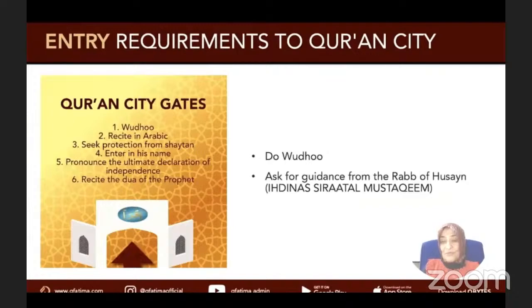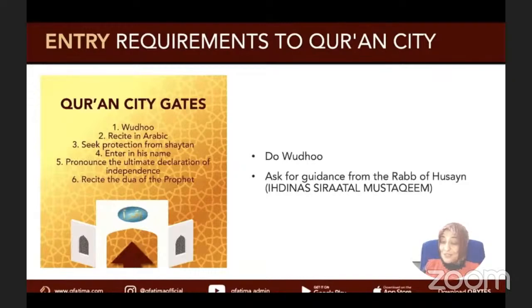Always, always, when you open the Quran, say A'udhu billahi minash shaitanir rajim. Always, Bismillahir Rahmanir Rahim. Pronounce the ultimate declaration of independence, which means continually say La ilaha illallah. And then I love the dua of the Prophet, which is 6 words.